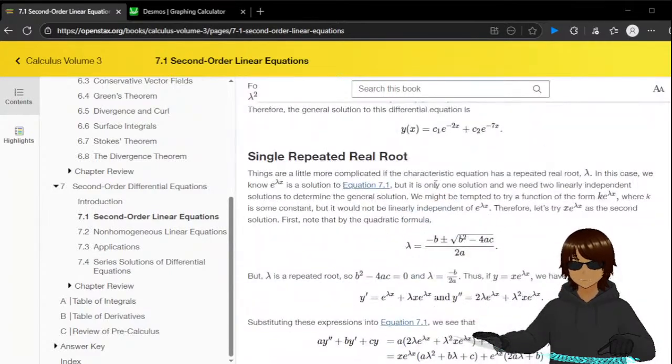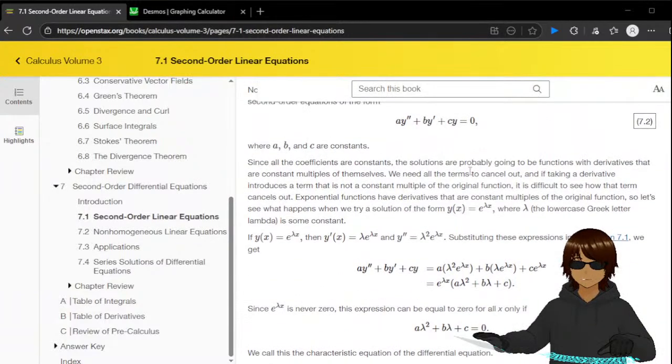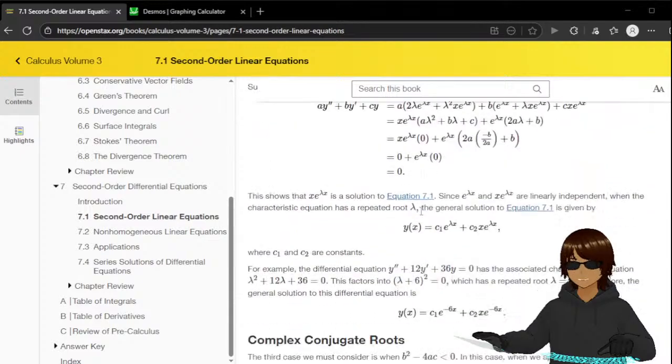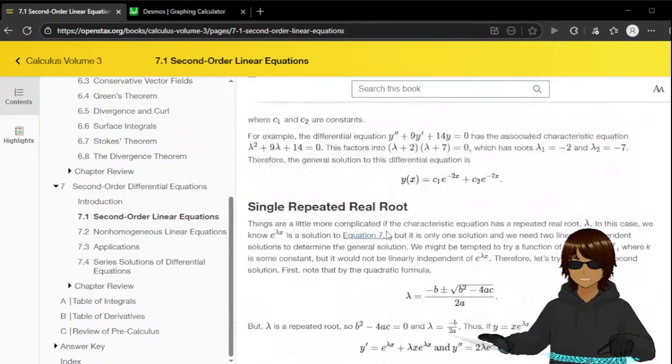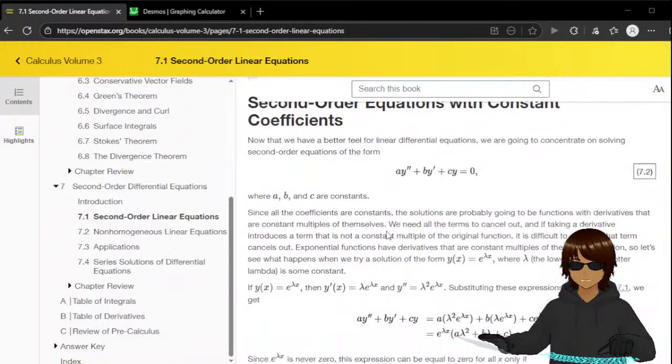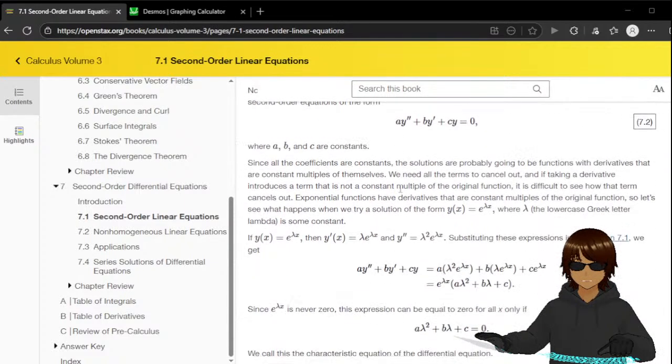They said the solution was something like e to the power of lambda x, and then lambda could take either this value or this value. Basically, what they said was if you have an equation like this, then the solution would be e to the power of lambda x.